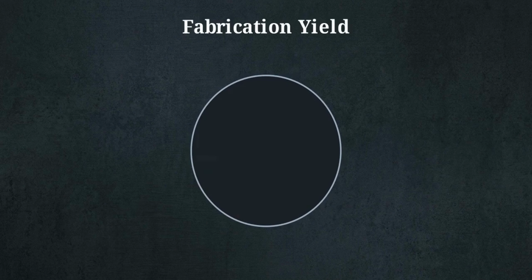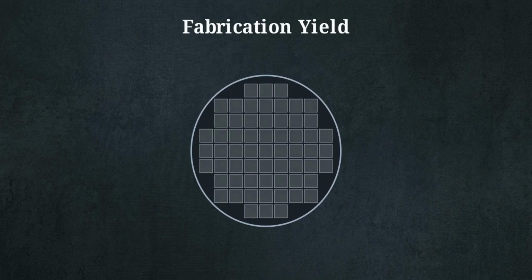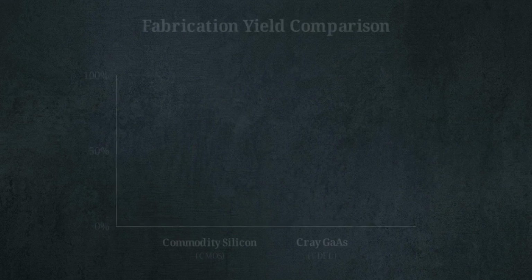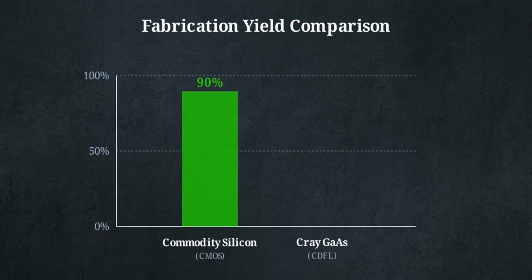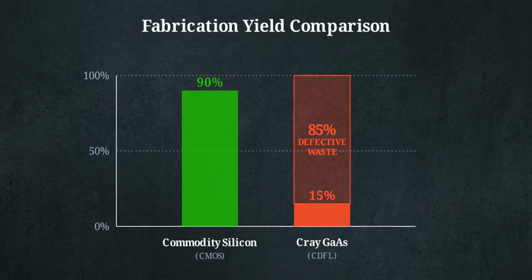Gallium arsenide is brittle, toxic, and resists the reliable manufacturing processes used for silicon. Success in the hardware industry is dictated by fabrication yield, the ratio of functional chips produced on a single wafer. In 1990, Cray's internal foundry was achieving a 15% yield. 85% of their custom wafers were coming off the line as defective waste.